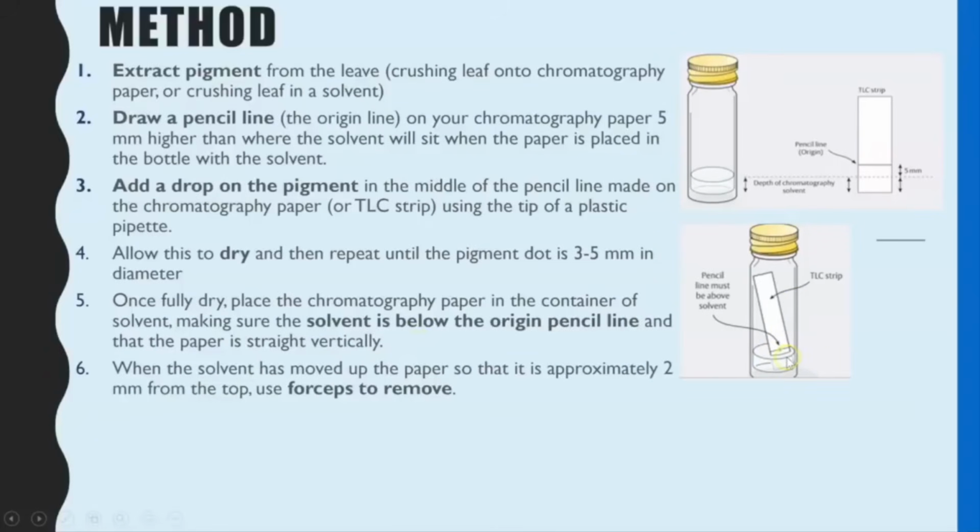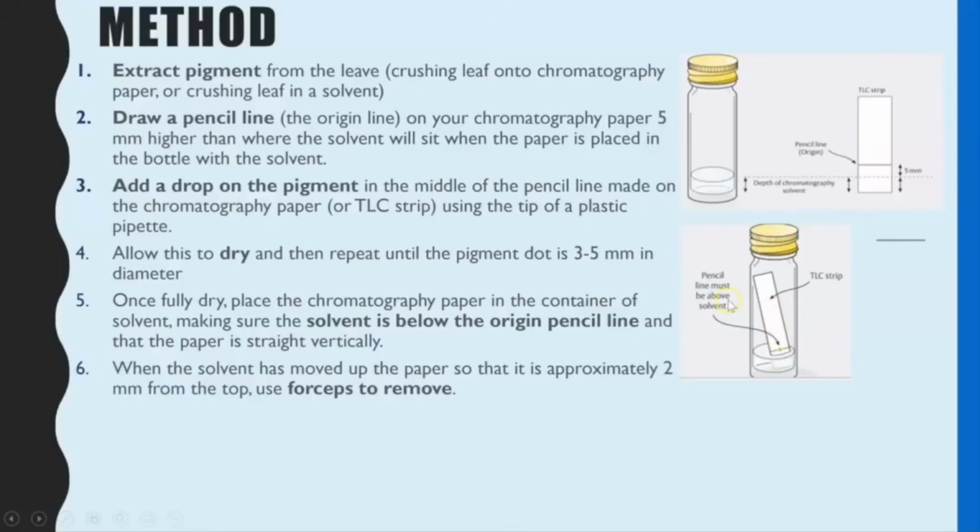So you leave this then for the solvent to absorb into the chromatography or TLC paper, and it will move up, and as it does that, it will dissolve the pigments, and whichever pigments are more soluble are going to move further up the paper.